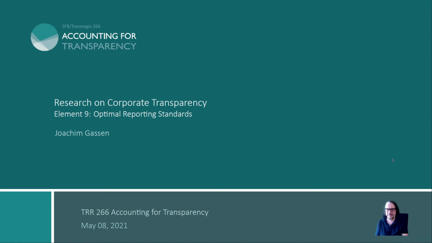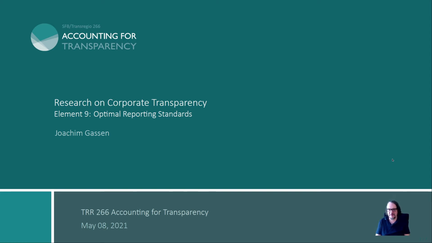Here we are again. So, next video for the third unit of our Research on Corporate Transparency course. Now we're talking about optimal reporting standards. Given that we discussed in the last video the rationales for regulation, and we reached the conclusion that it's not obvious that financial accounting or corporate transparency, widely defined, should be regulated, but that there are good arguments for why a regulation might make sense in many cases.